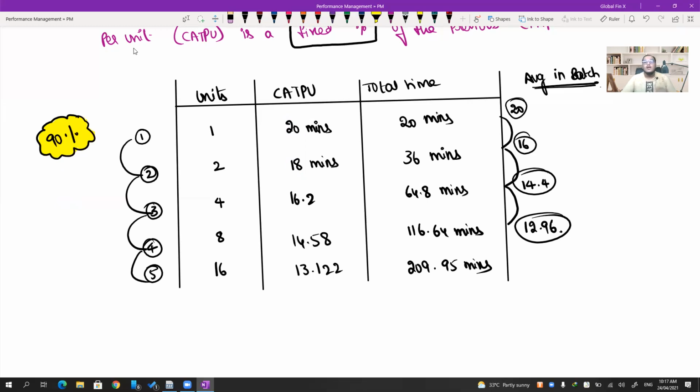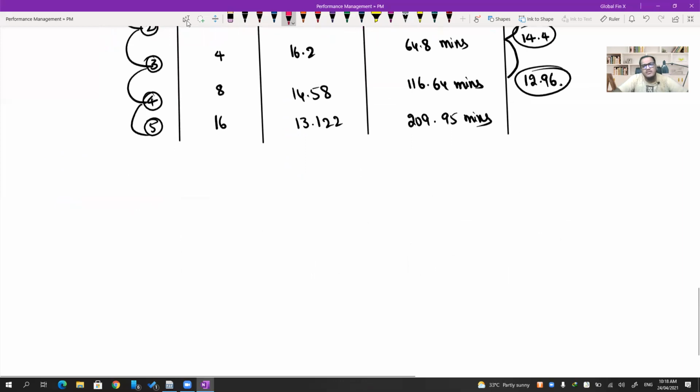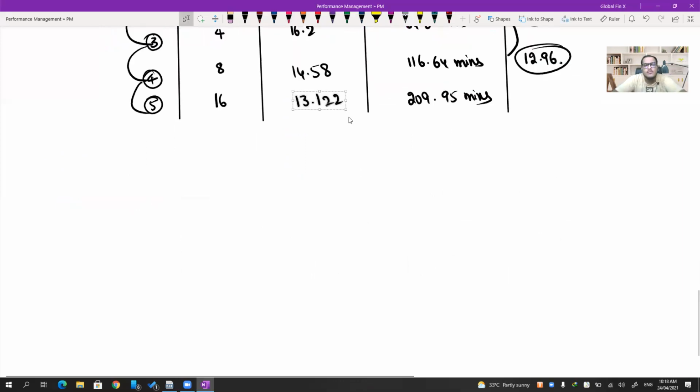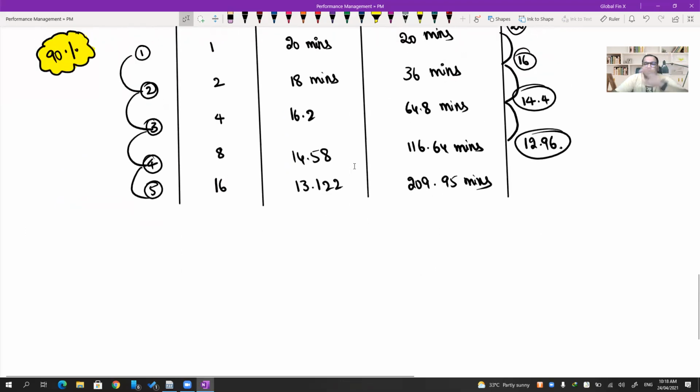Now let me ask you something. Do you think it is possible that labor will learn forever? This cumulative average time per unit will always come down. Like for 16 units, it's 13. For 32 units, it becomes something like maybe 12. For 64 units, 128, 256, 512, 1024, 2048.